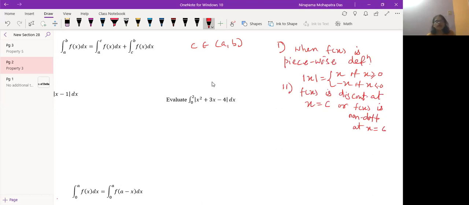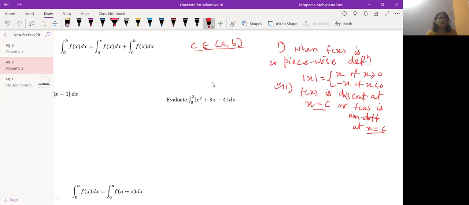So directly we can use it when f(x) is in piecewise definition, and the second case is when f(x) is discontinuous or non-differentiable at x equal to c. And what is c here? c belongs to the open interval (a, b). This is basically what we do here: we split the interval (a, b) into two subintervals, a to c and c to b.